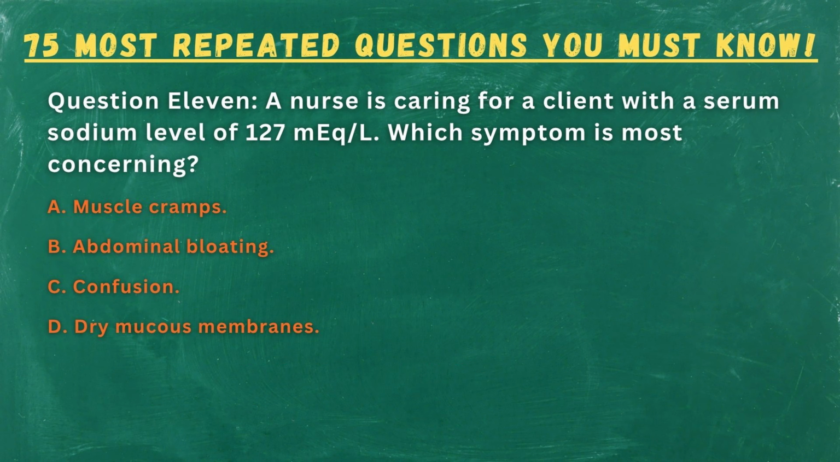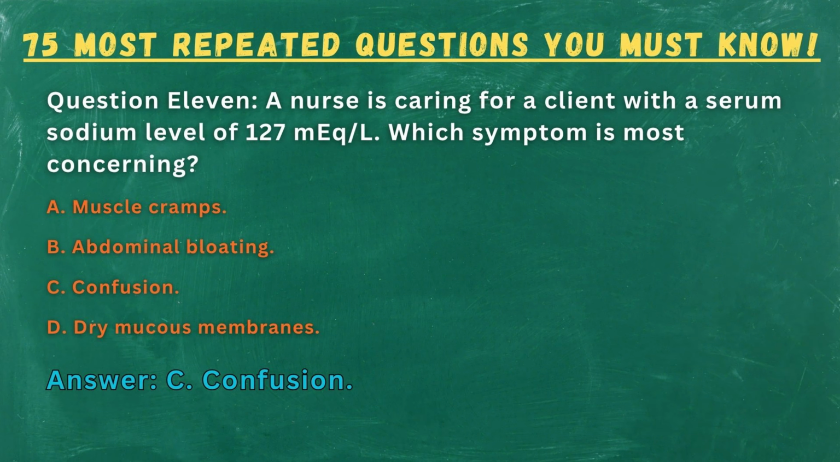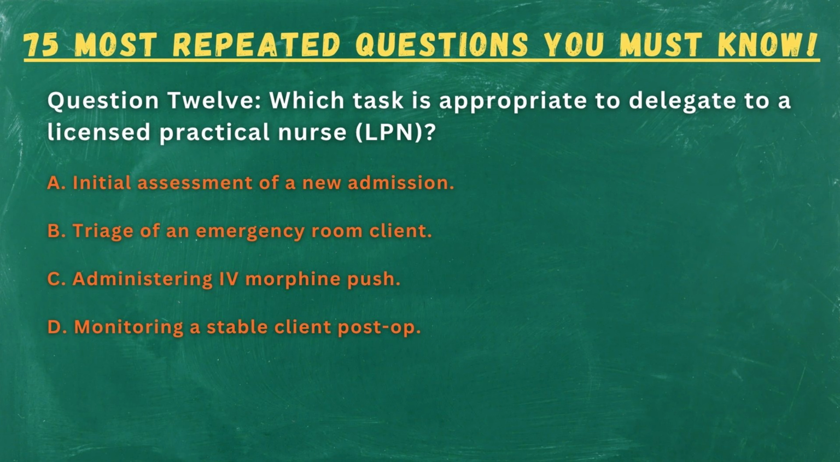Question 11. A nurse is caring for a client with a serum sodium level of 127 milliequivalents/L. Which symptom is most concerning? A. Muscle cramps. B. Abdominal bloating. C. Confusion. D. Dry mucous membranes. Answer. C. Confusion.